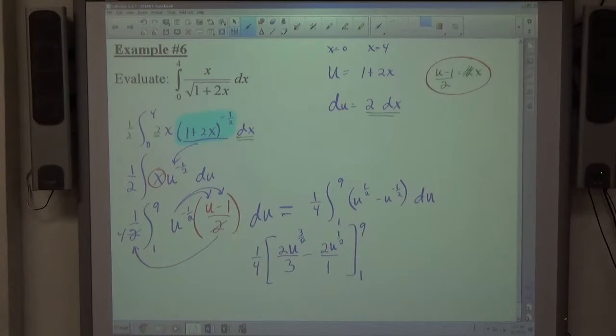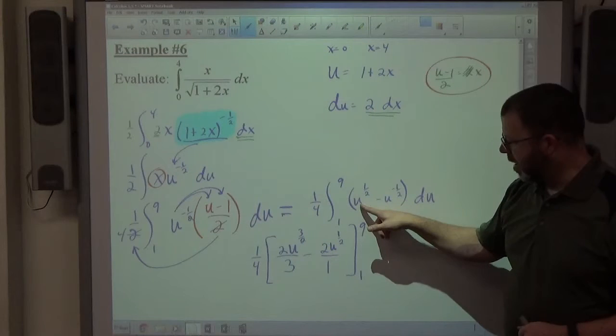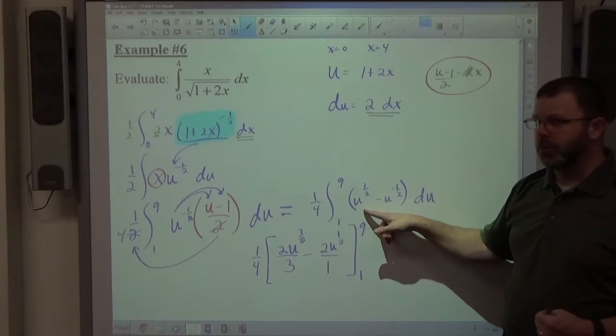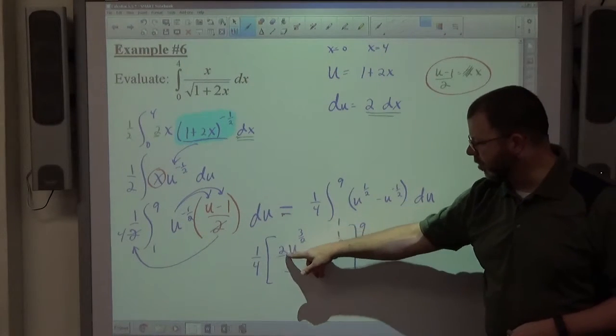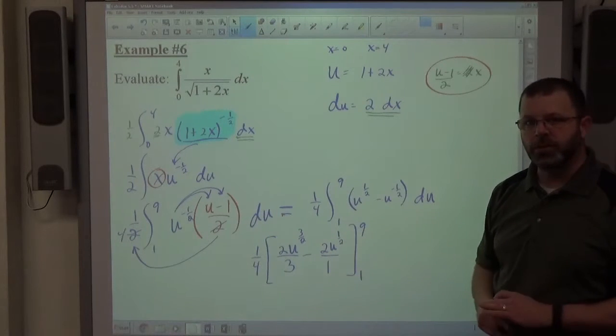Again, plus c is not necessary because we have a definite integral. The c's will cancel anyway, so just leave it out. Again, each time raise the power and divide, which is multiplying by the reciprocal. So the reciprocal of 3 halves is 2/3, the reciprocal of 1/2 is 2/1.